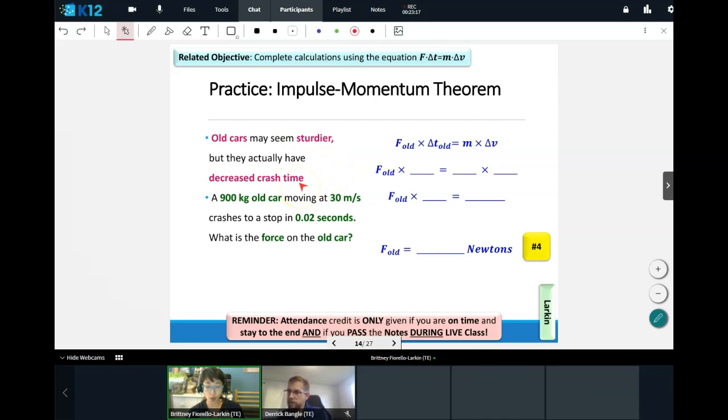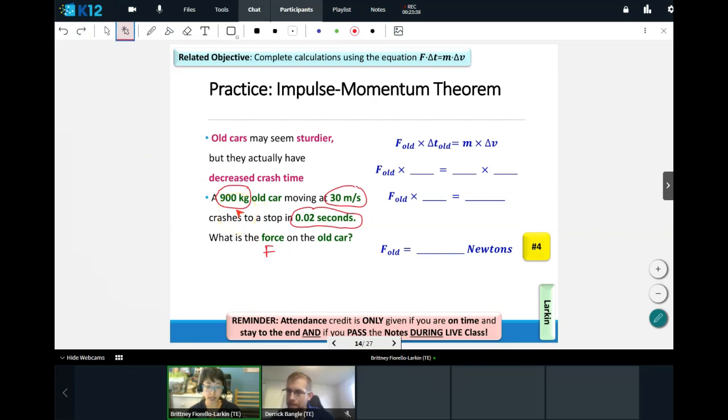So let's see what this results in our force being. We have a 900 kilogram old car moving at 30 meters per second, and it crashes to a stop in 0.02 seconds. And our question is, what is the force on the old car? Okay, so let's go ahead and annotate this together.